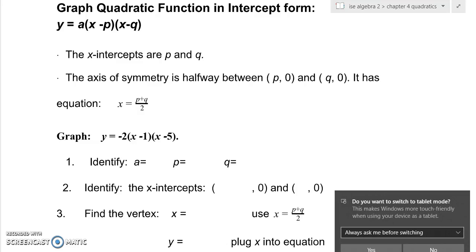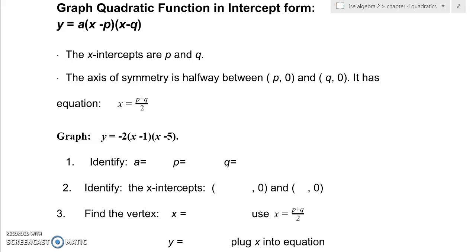Quadratic functions in intercept form. The last form that we need to think about for being able to graph these is y equals a times the quantity x minus p and the quantity x minus q. So p and q are the x-intercepts, because if you set it equal to y, the zero product property would say x minus p equals 0 and x minus q equals 0.